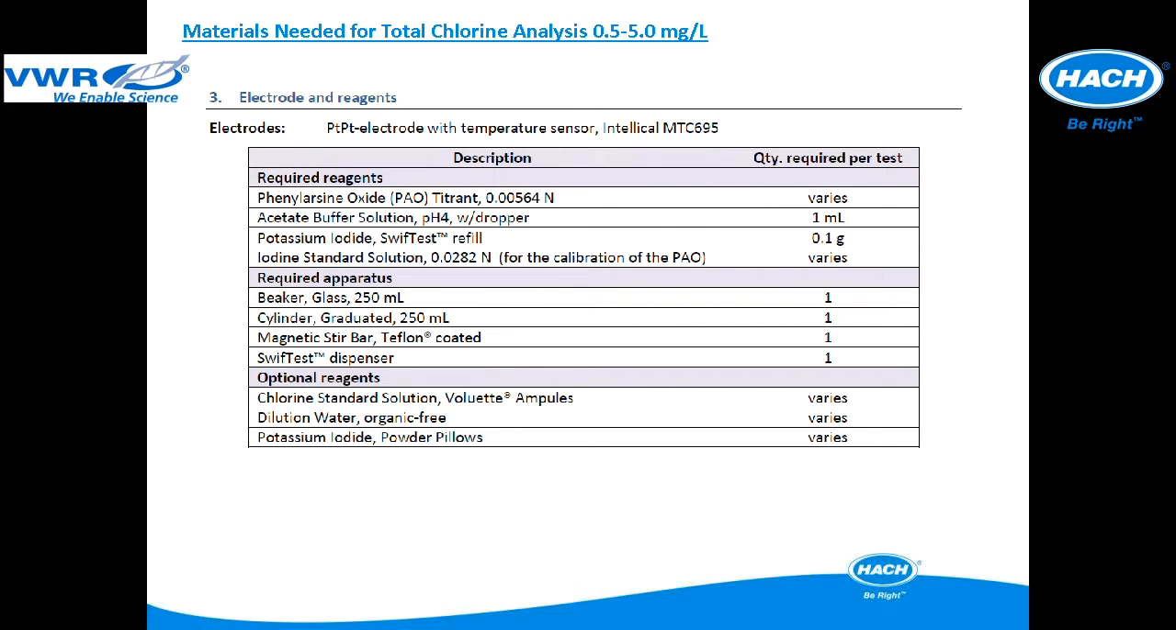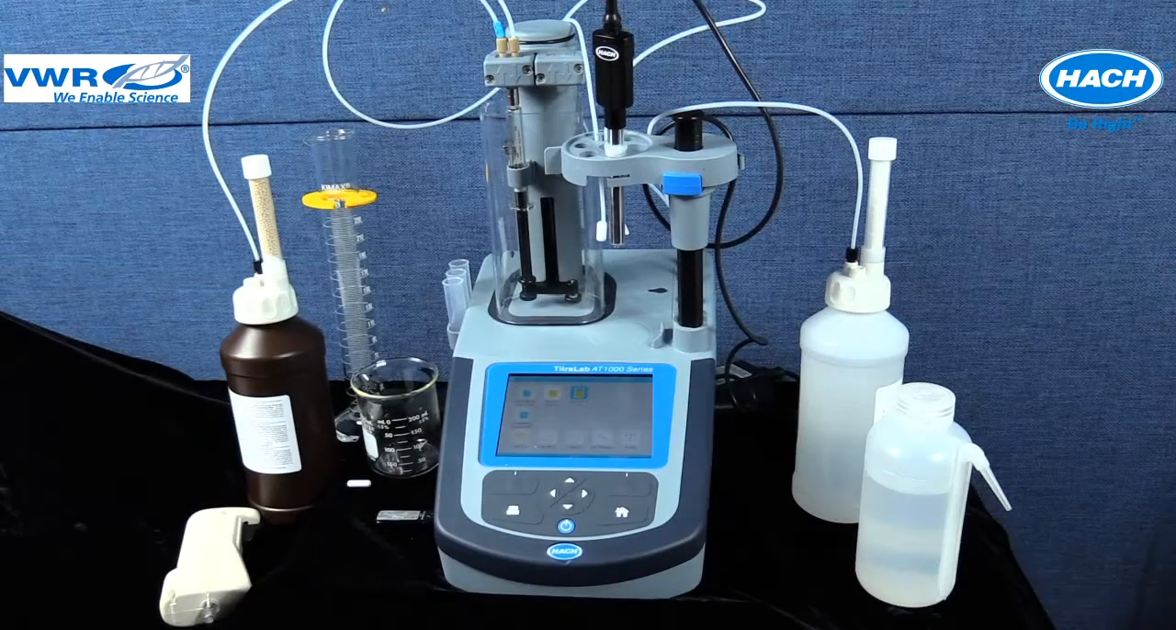This slide details the main items necessary to perform the total chlorine application. A full list of materials is detailed in the application note. In this training example, the USB application key has been installed and the appropriate applications loaded, including the total chlorine analysis that will be demonstrated. The AT1222 model was chosen for this training.